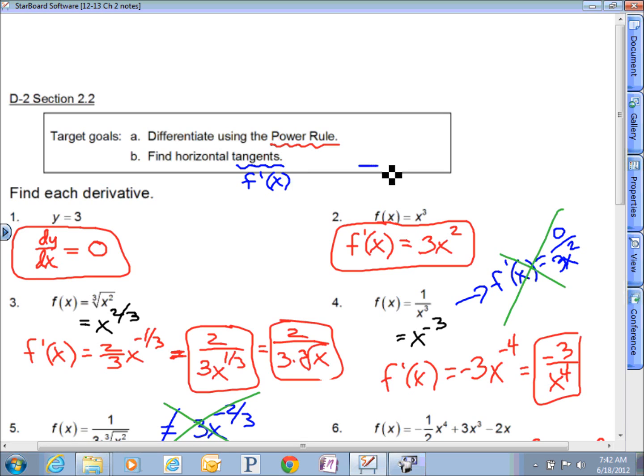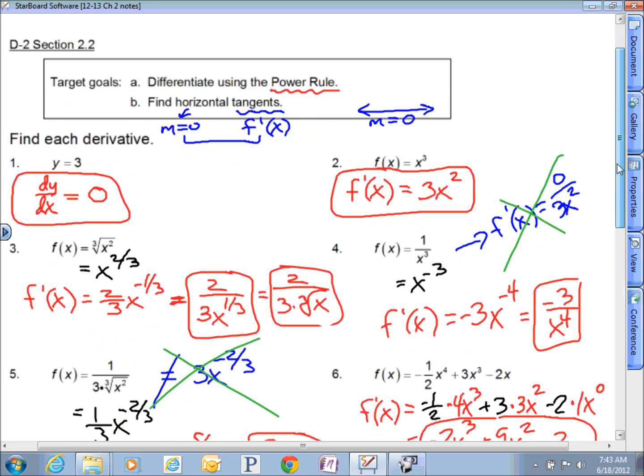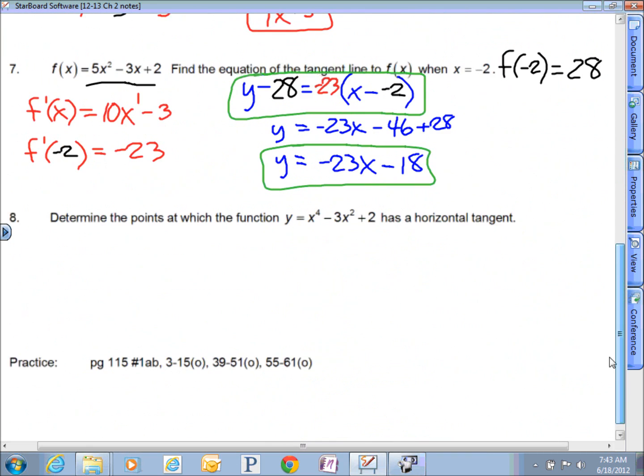Well, think about the slope of a horizontal line. If I just drew a quick horizontal line, that slope would rise none and it would run as many as we feel like. So a horizontal line would have a slope of 0. So if that's the case, horizontal means slope of 0, tangent means derivative. We're going to link these two things together to find a horizontal tangent. How are we going to find that? We're going to set derivative equal to 0 and find out what our x values are.